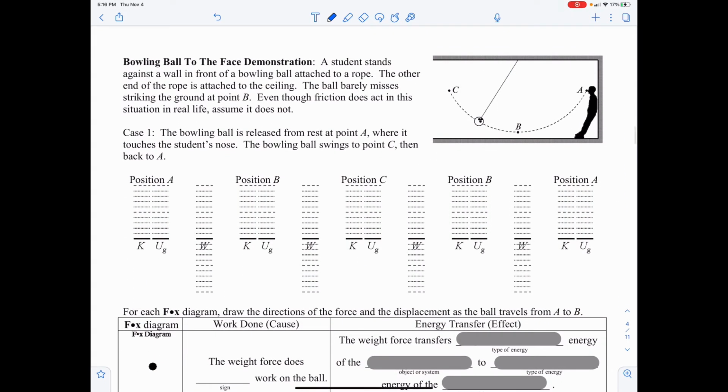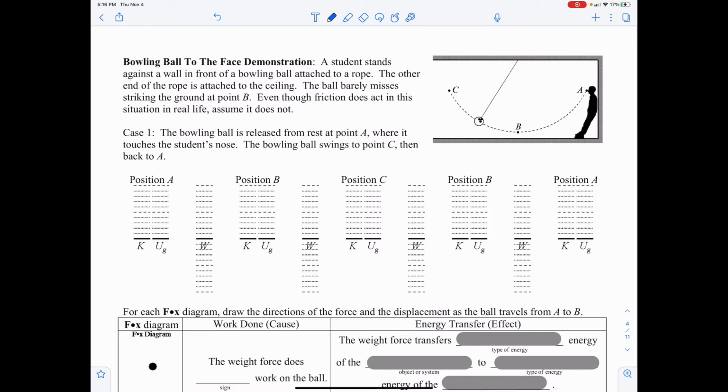Bowling ball to face demonstration. Read along with me, please. A student stands against a wall and in front of a bowling ball attached to a rope. The other end of the rope is attached to the ceiling. The ball barely misses striking the ground at point B as you look at the diagram over to the right. Even though friction does act in this situation in real life, let's assume it does not in this scenario.